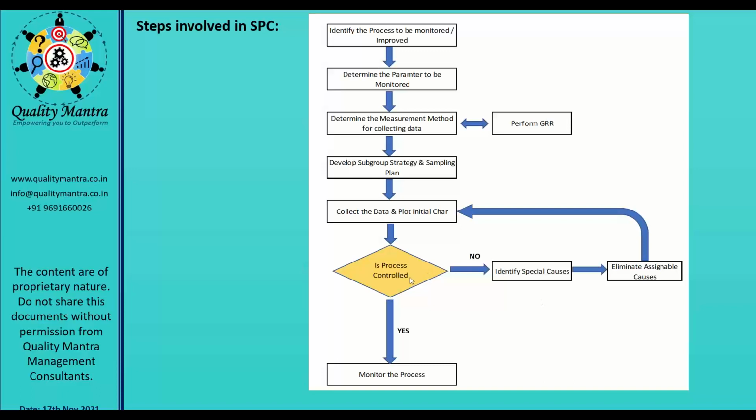Okay, so now you need to ask a question whether your process is controlled or not. If the process is not controlled, you need to identify the special causes and eliminate these special causes. Assignable causes means special causes. Don't get confused that here you are identifying the special cause and here you are eliminating the assignable cause. The assignable cause and the special cause are one and the same. So identify it and eliminate it.